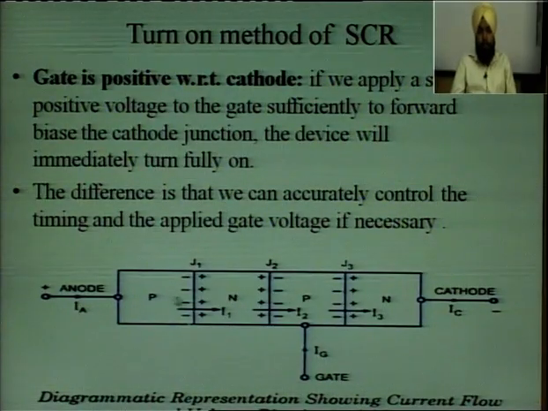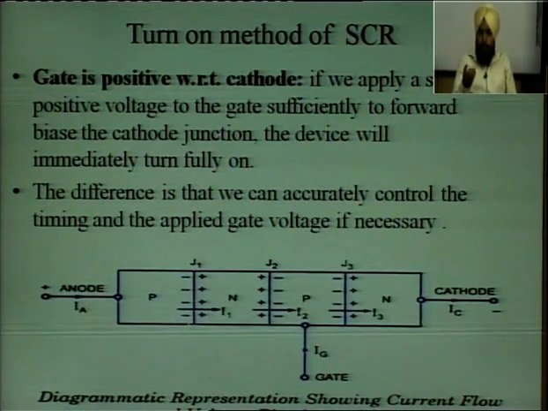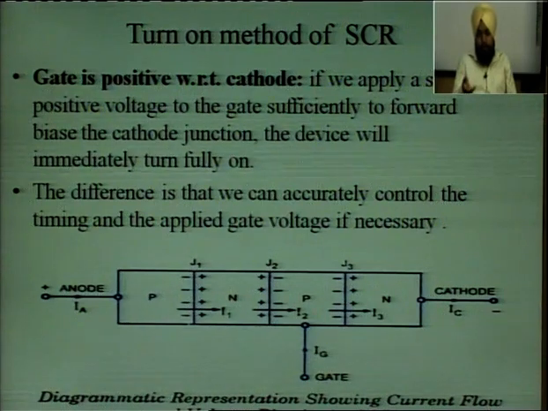So, current will cross from junction J1 to J2 to J3 and back to the cathode. So, what the gate current actually does is lower the forward breakover voltage level.